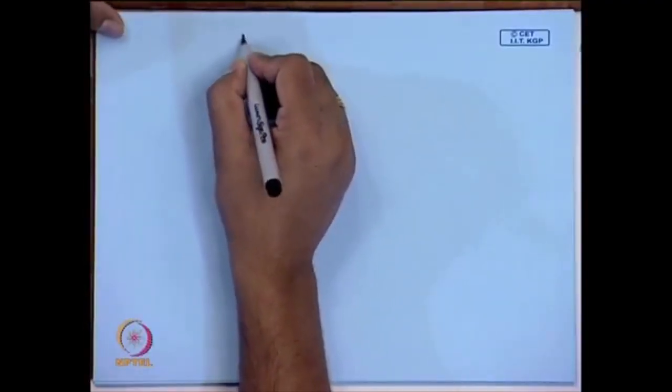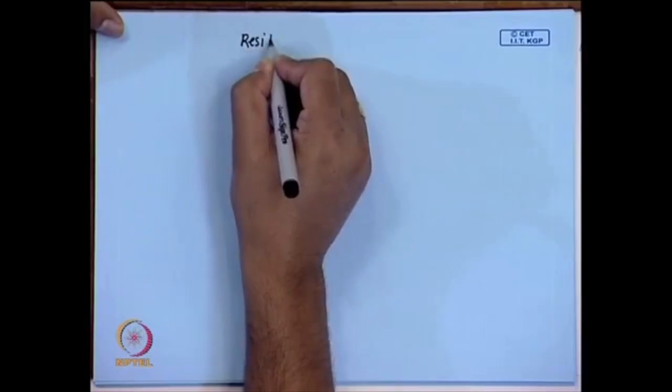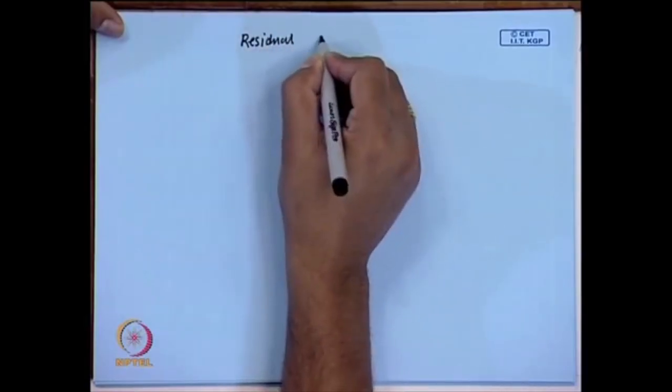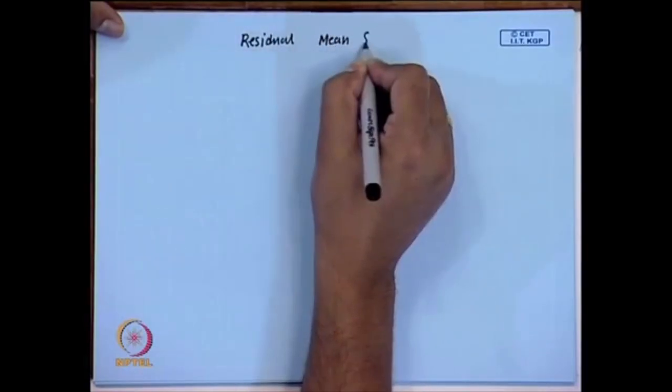Well, so this is how we evaluate the different possible, basically all possible models using some criteria. So, we talked about one criterion, that is the coefficient of multiple determination, and next we will move to the MS residual criterion. Residual mean square.